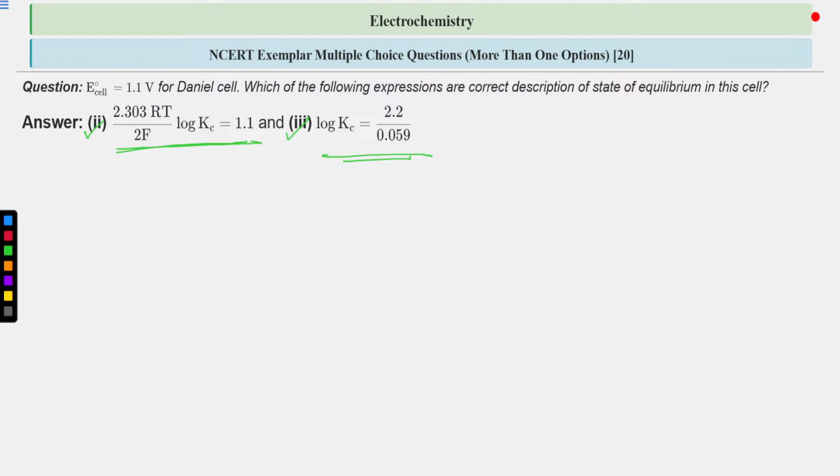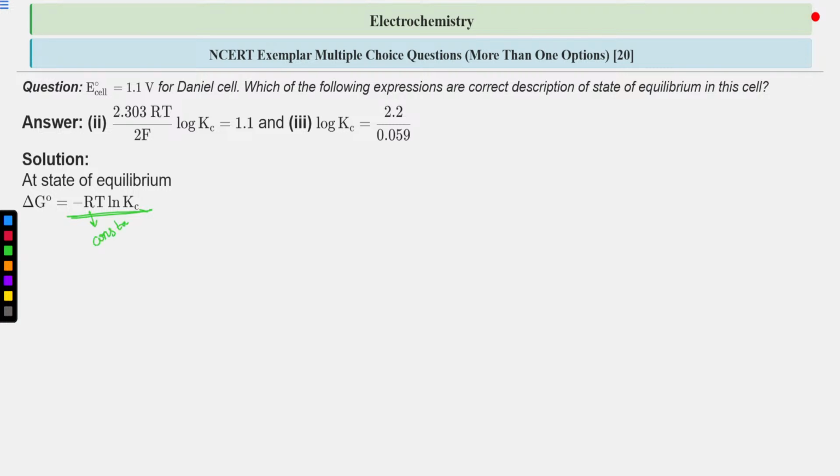Okay, so let's see how it is the correct answer. At the state of equilibrium, when equilibrium arrives, the del G will become equal to minus RT ln Kc. This is the equation for the Gibbs free energy we use, which is del G naught equals minus RT ln Kc, where R is a constant, T is the temperature, and ln of Kc is the ln of the equilibrium constant.